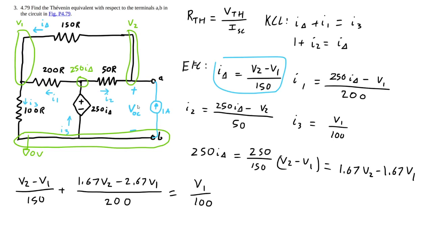So I'm going to multiply everything by 600. That'll get rid of all the denominators, and also get rid of our 0.67, turn it into a nicer number. So 600 divided by 150 is 4, so 4 V2 minus 4 V1. Let me move this down. That's not moving it down.